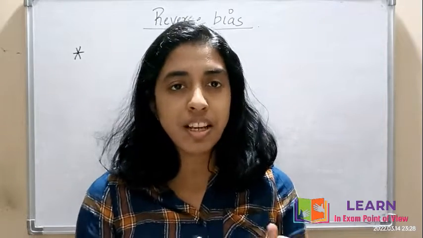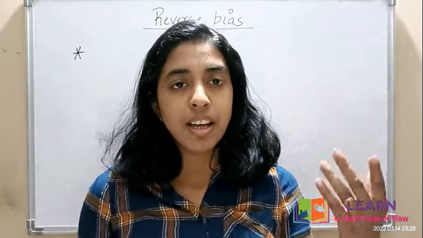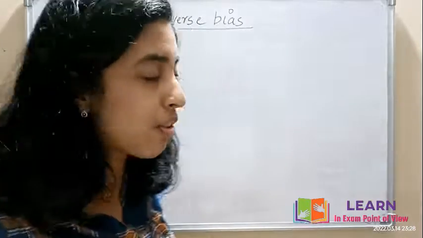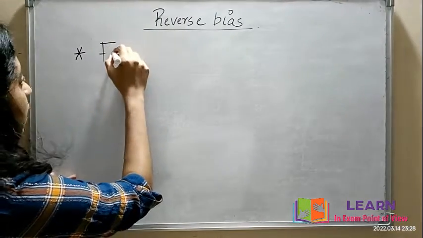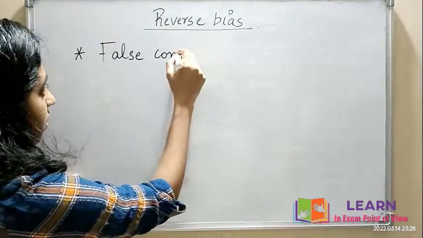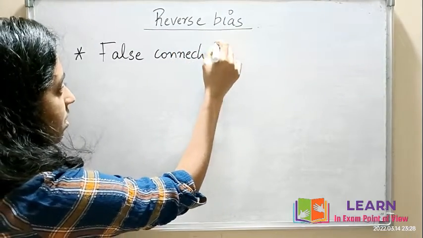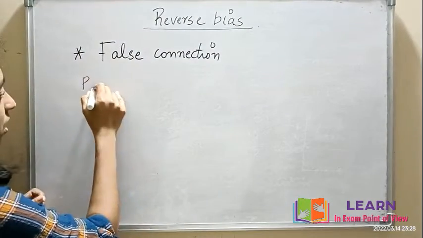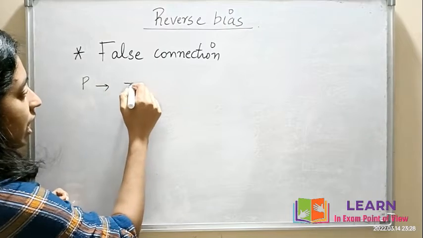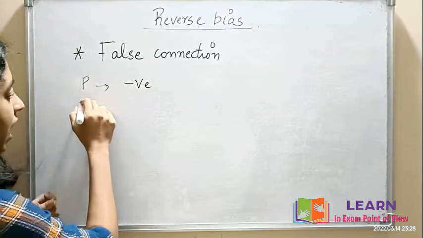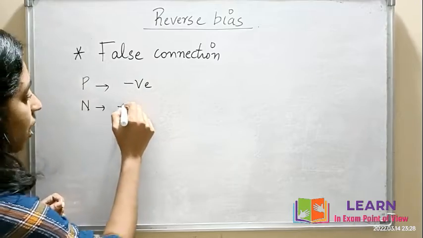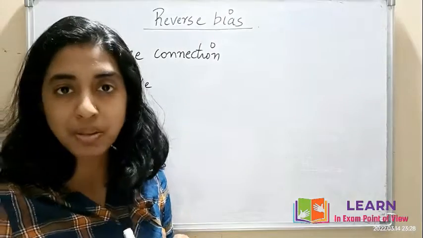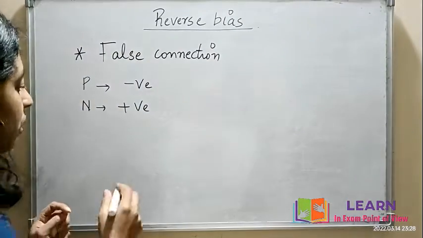Okay. So in the last class, just an introduction we have done. That is reverse biasing. It is known as what? False connection. You remember that? It is actually called as false connection. False connection means here in the PN junction diode, the P type is connected with the negative terminal of the battery and N type is connected with positive terminal of the battery. Just a reverse, opposite of forward biasing, right? So how it will be?